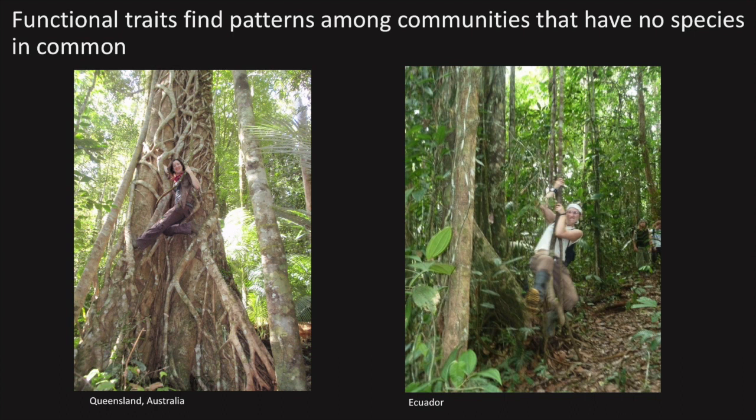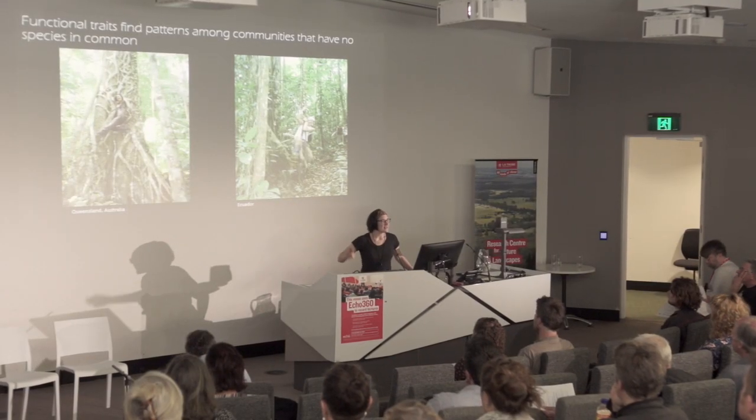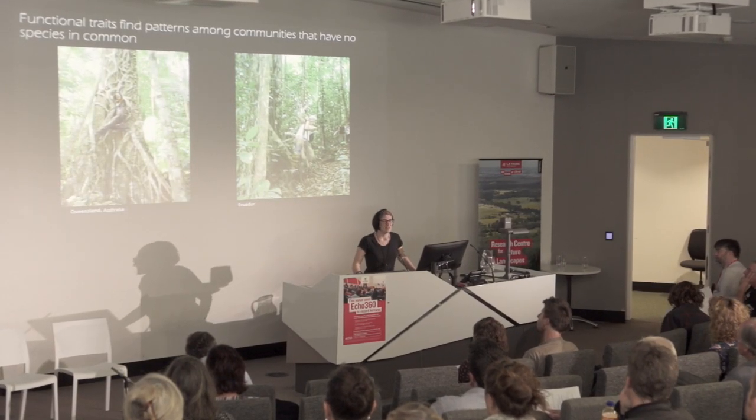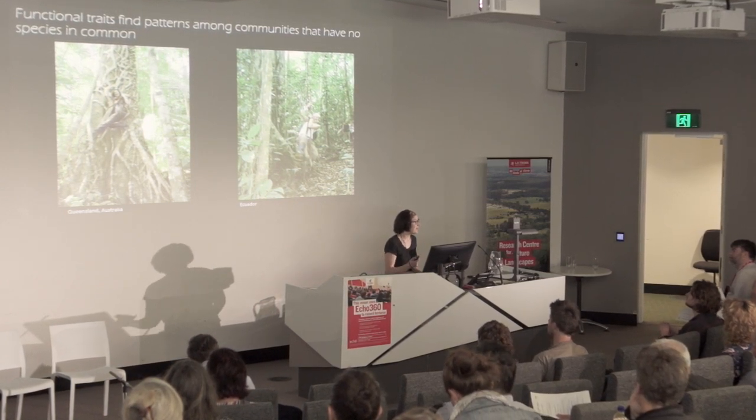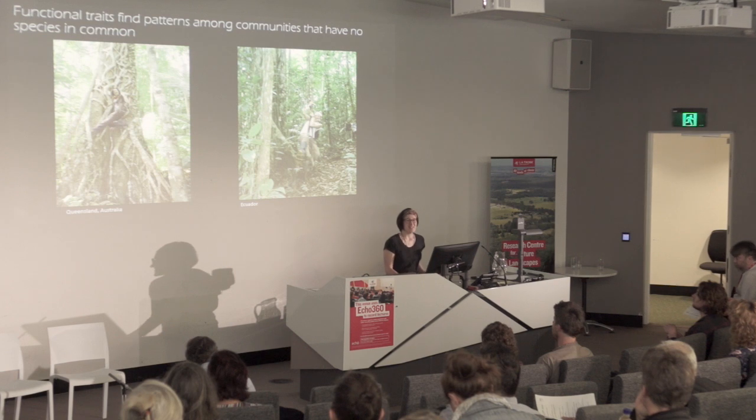Now, why would you want to do this? Well, these two rainforests here are clearly from the same kind of biome, but they have nearly no species in common. It's because they're from opposite sides of the world. So if I was to give you the taxonomic lists associated with each of these communities and ask you to draw interesting patterns and conclusions and make a comparison, you'd probably be pretty stuck.